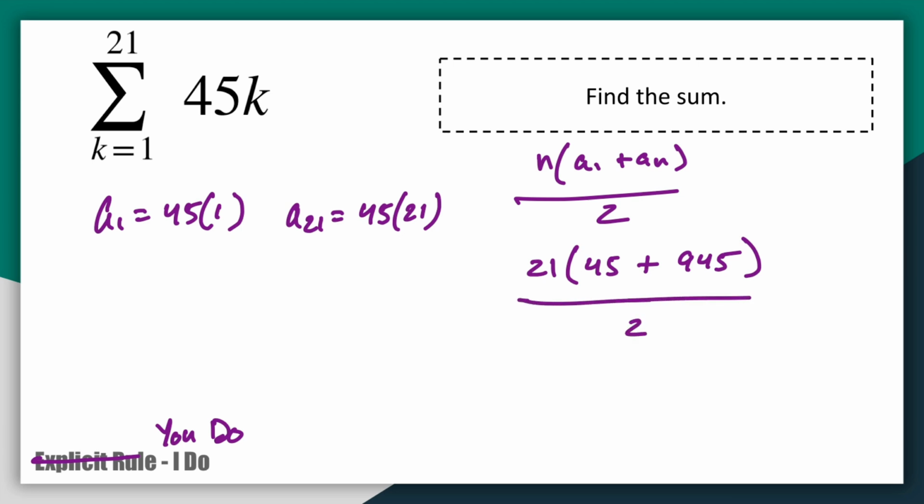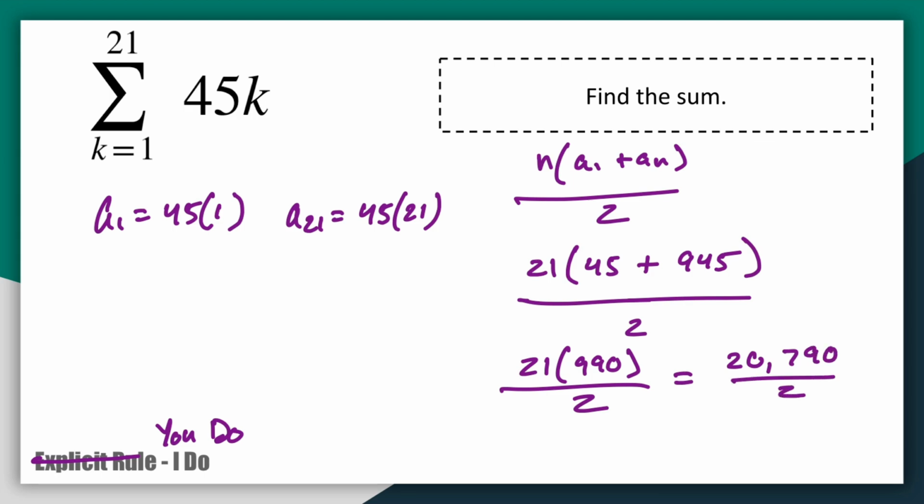And then we have to divide that by 2, okay? And we're going to use a calculator. At least I'm going to use a calculator. So 45 plus 945 is 990. So we have 21 times 990 divided by 2. 990 times 21 is, wow, 20,790. We divide this by 2, and we get 10,395 as our sum. Okay?